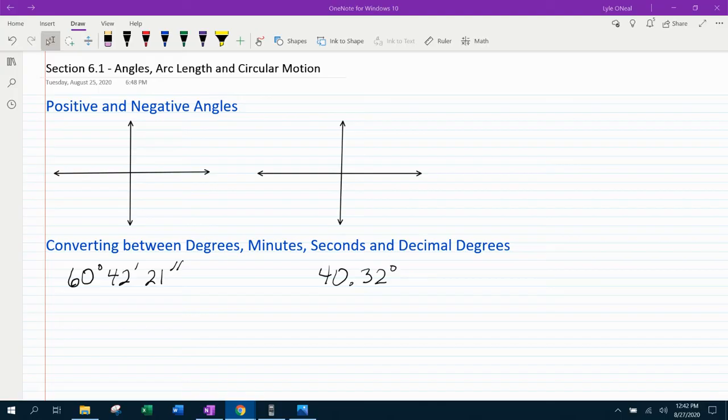In this video, we're going to go through and talk about angles, arc length, and circular motion. This is going to be a quick, brief overview of the section, as quick as I can make it.